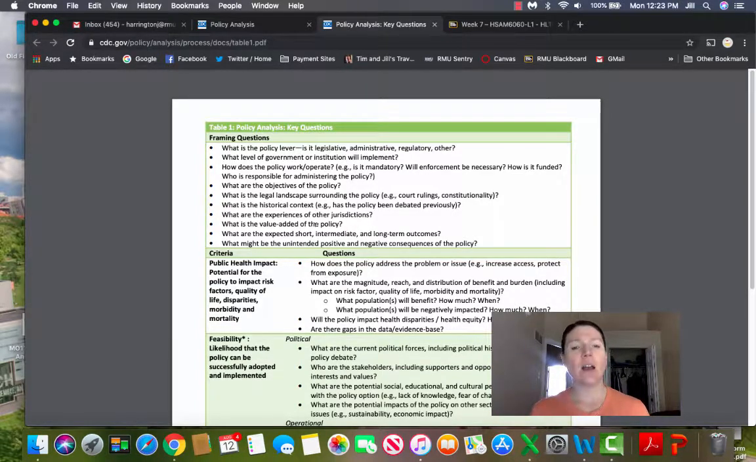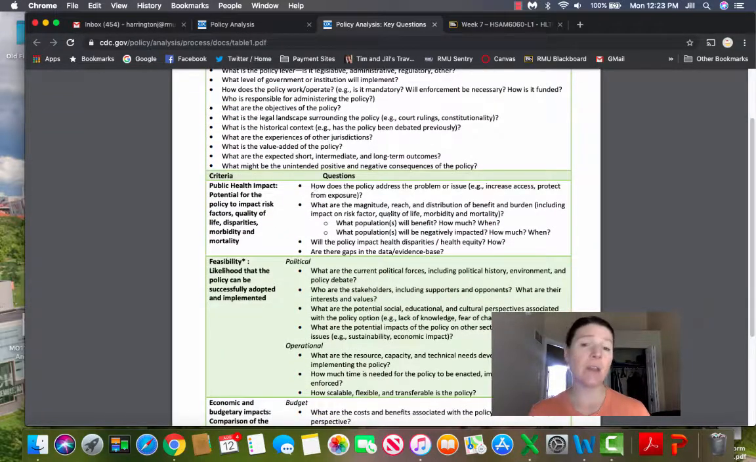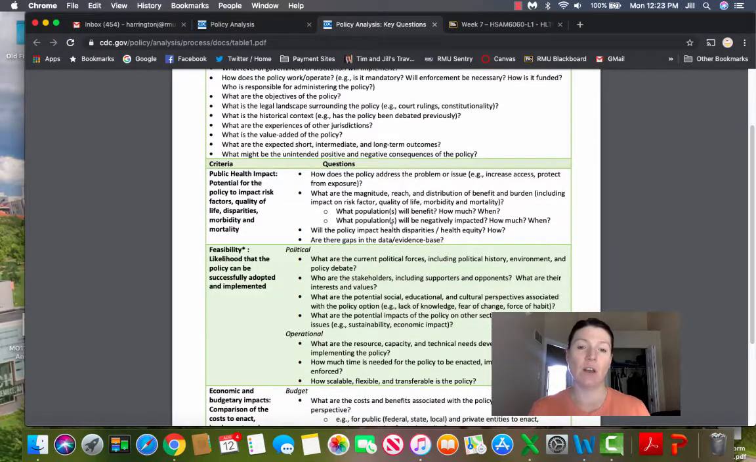So lots of unintended consequences of policies. Sometimes they're positive, but sometimes they're negative. So important to look at those types of things. Impact on your population. So from a public health standpoint, obviously the population for folks and professionals in public health is very broad, but you can look at it as your population too, in your facility, your organization. How does this policy impact your population?